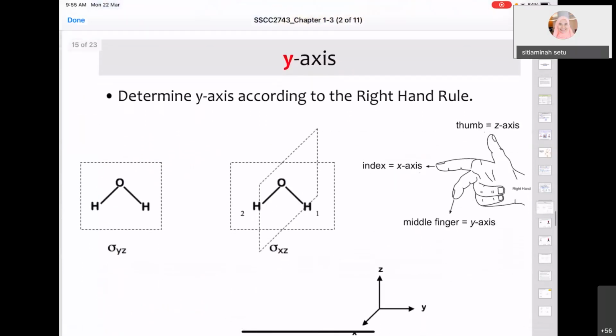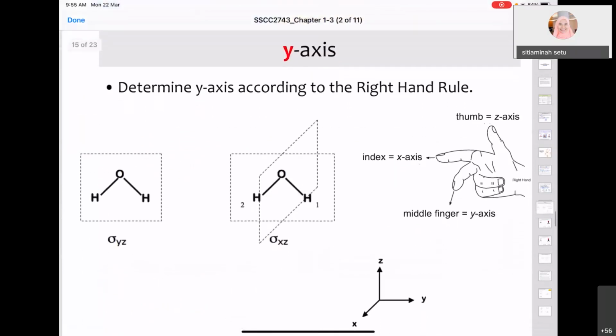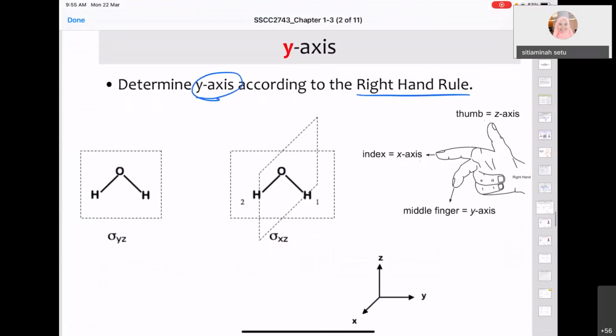Okay, so the last one, Y axis. To determine the Y axis, mestilah gunakan right hand rules. Okay, sebab you dah tahu Z, you dah tahu X, kemudian nak tahu dia punya Y, you kena guna jari.